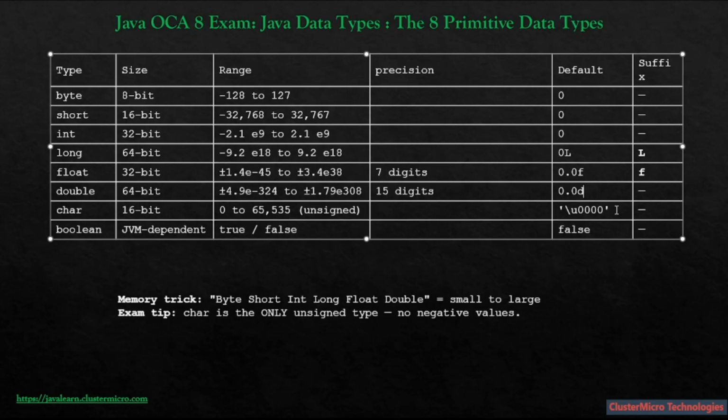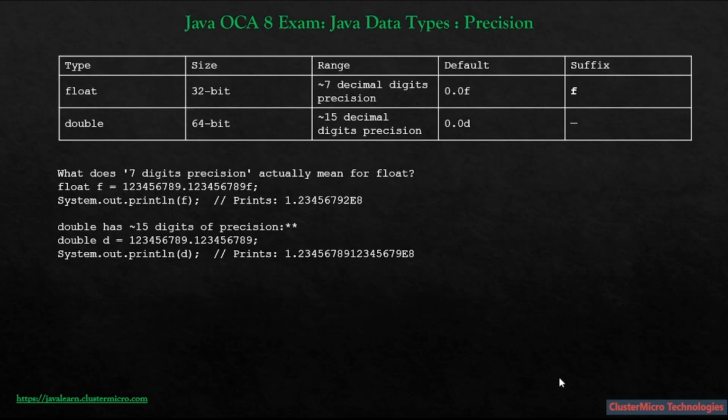Next is precision. So what is that? What does 7 digits of precision actually mean for float? It means that float can actually store about 7 significant digits. After that, it starts losing accuracy.